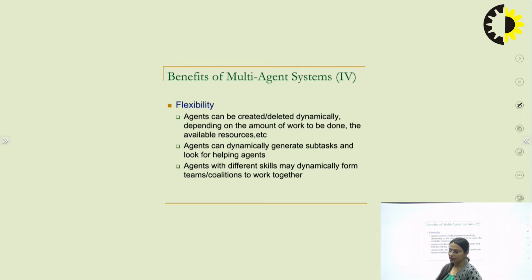The fourth advantage is flexibility. Flexibility is basically when an agent dynamically generates a subtask and asks any of the other agents for help or to look into the matter. In this case, different skills may be added dynamically. Different agents can be created or deleted dynamically depending upon the amount of work to be done or the available resources I am left with. So basically these are the advantages of using a multi-agent system.